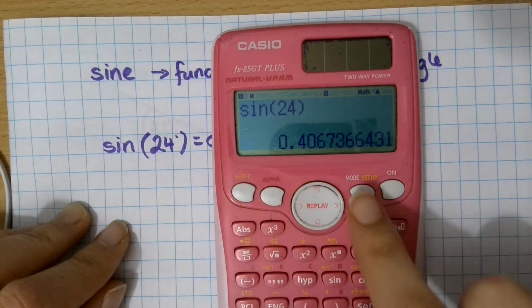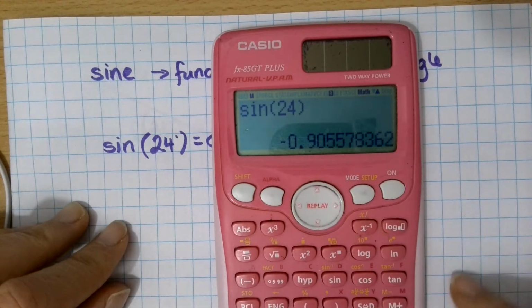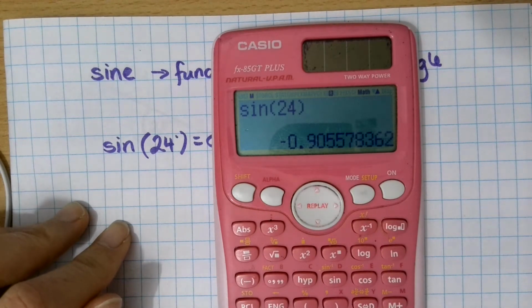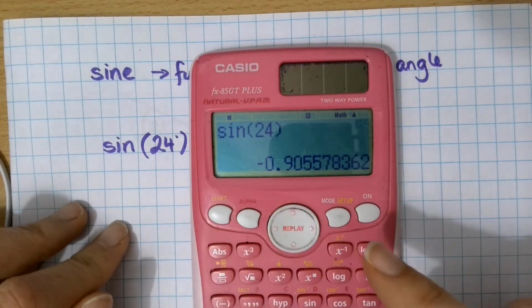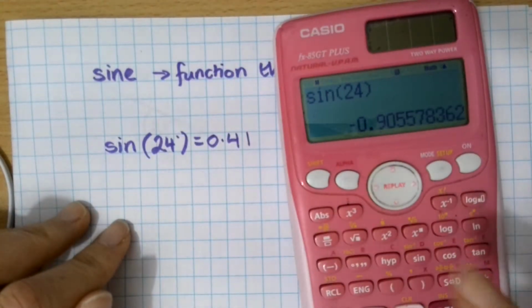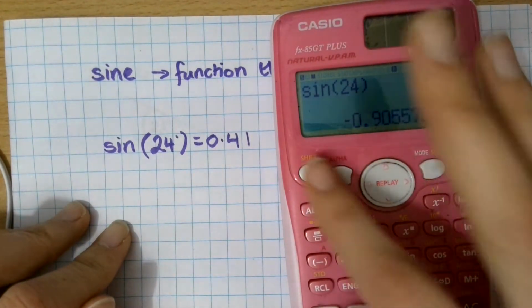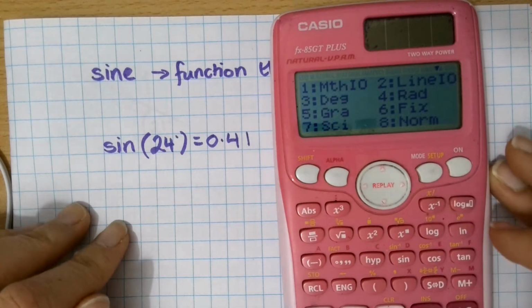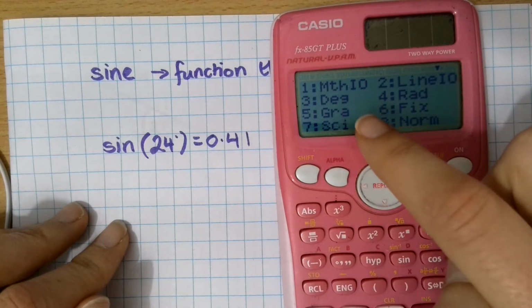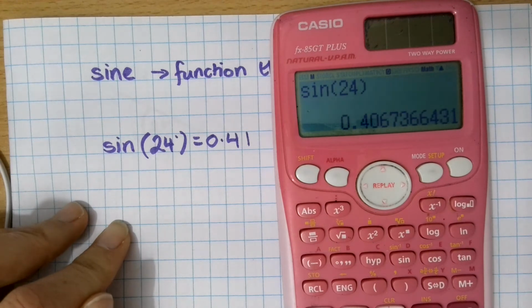But if your calculator is in, for example, radians mode, and you type in sine 24, you end up with negative 0.9, blah, blah, blah. Anyway, that's obviously not what we're looking for. So if you've got a number that isn't 0.41 for sine 24, you need to go into the mode of your calculator, or in this type of calculator it's in setup, so you press shift and then mode, which gives you that. Can you see it says deg, rad, gra? We want degrees, so type in 3 and it will give you the answer that you want.